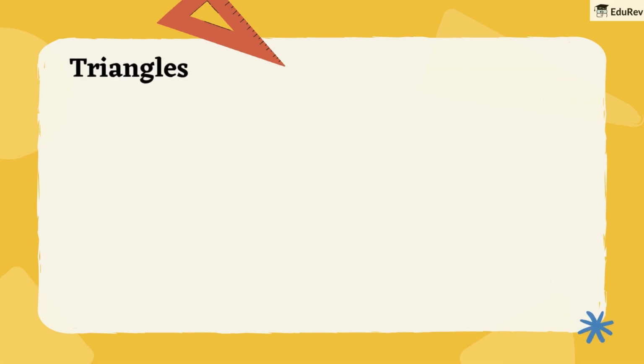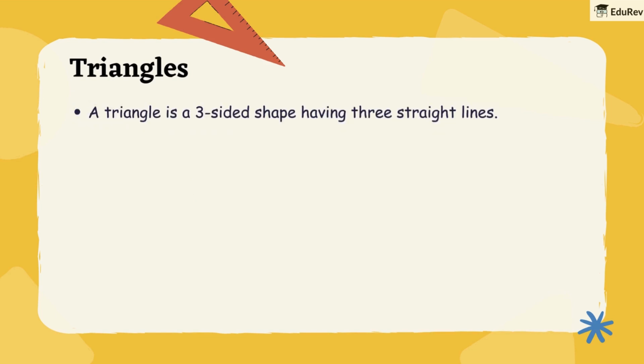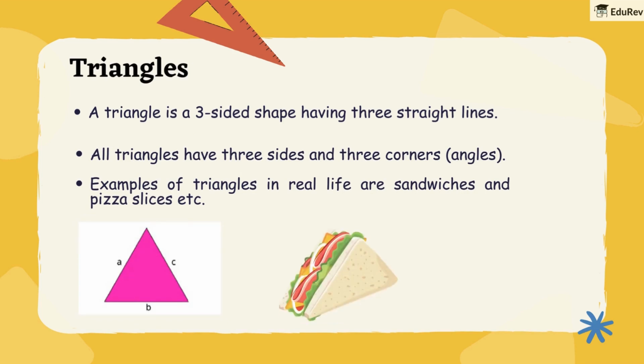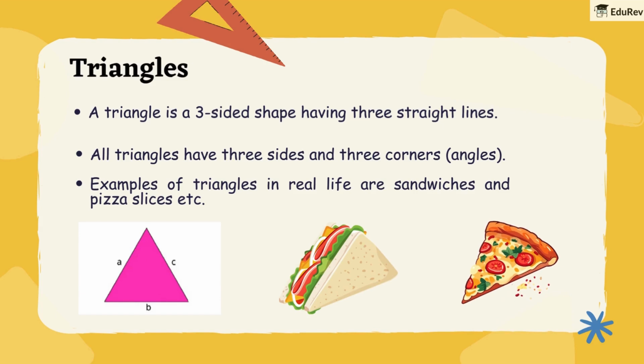We now shift our focus to triangles. A triangle is a 3-sided shape having 3 straight lines. All triangles have 3 sides and 3 corners, also known as angles. Examples of triangles in real life include sandwiches and pizza slices.